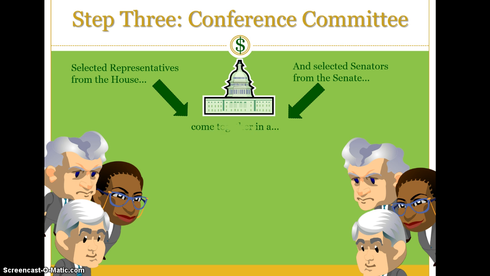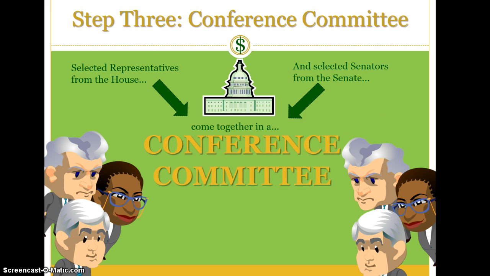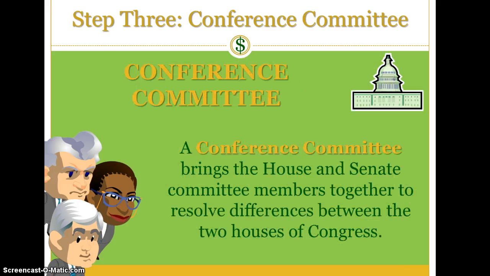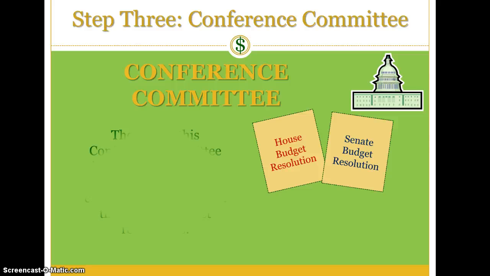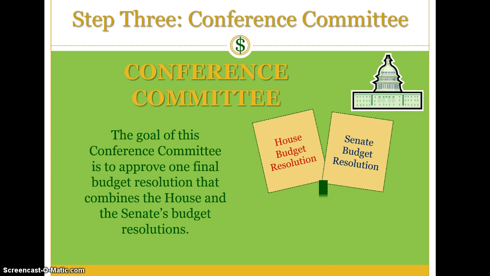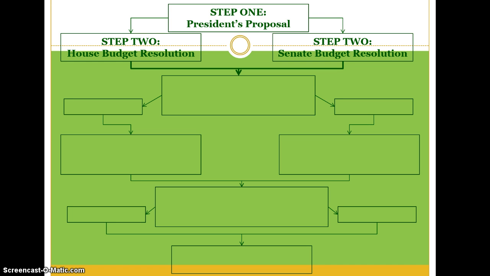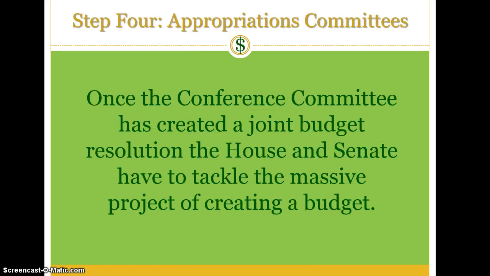And I know you remember a lot of this from your government class. We have selected representatives from the House and selected senators from the Senate who come together in a conference committee. The conference committee brings the House and Senate members together to resolve differences between the two houses of Congress. The goal of the conference committee is to approve one final budget resolution that combines the House and Senate's budget resolutions, called the joint budget resolution. Fill in your chart now. Step 3, conference committees to approve budget resolutions.